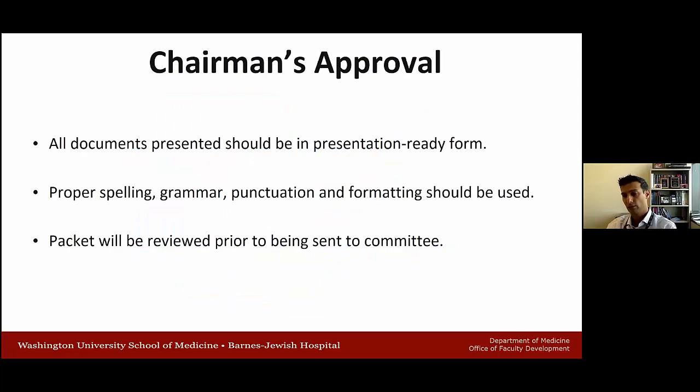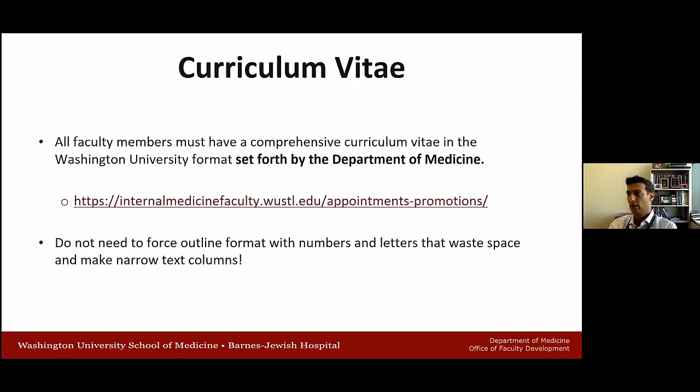Okay, so when you have your documents, you'll want it to be in presentation ready form. I think simple things should be checked for spelling and grammar and the like, and there are formatting suggestions so that there's not a lot of wasted space. Again, all of those nitty-gritties are laid out on the website along with what we'll show you here. Just re-emphasizing, this is based on what Dr. Fraser wants and what is necessary for Department of Medicine promotional processes.